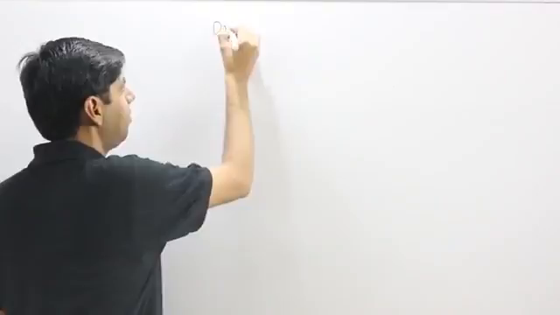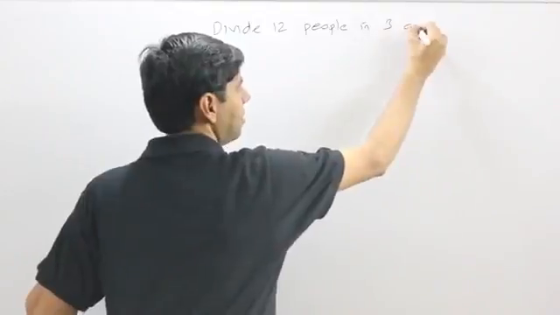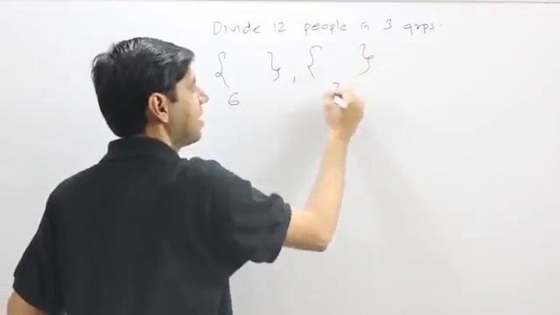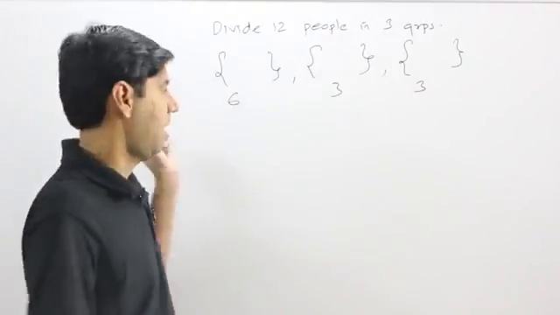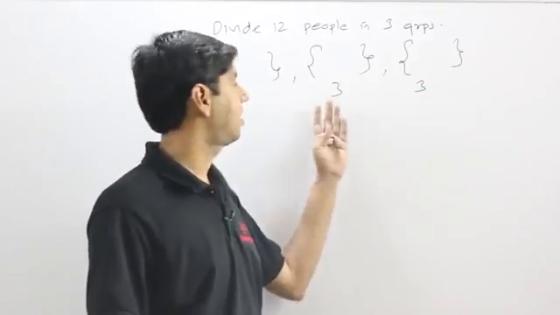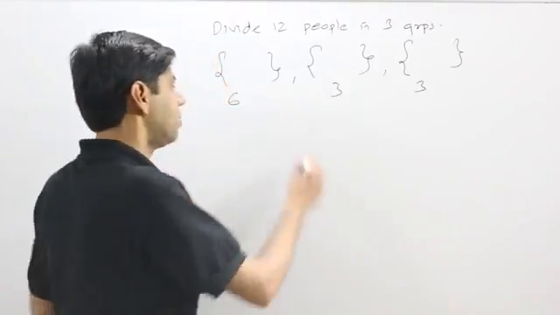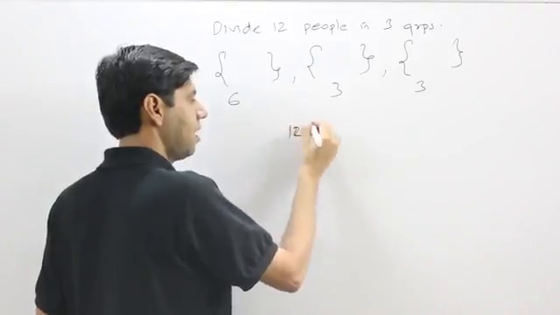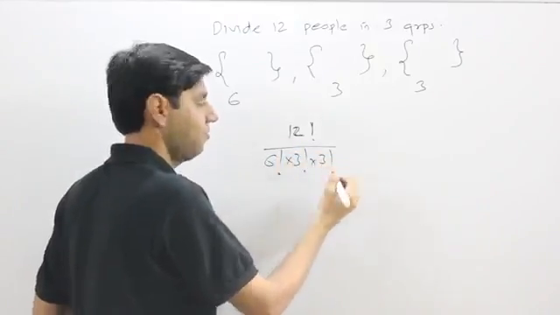So we say divide 12 people into 3 groups again. So it's the same thing, such that one group has 6 members, another group has 3 members, and the last group has 3 members each. Well, we see here 6 is definitely a different size compared to these, but the group of 3 members and the third group of 3 members could be indistinguishable. No names are given. So would the answer be 12 factorial, because there are 12 people, divided by 6 factorial, 3 factorial, 3 factorial? Would this be a complete answer?